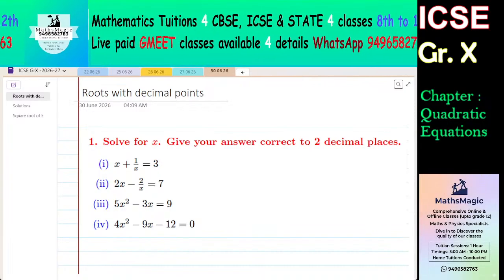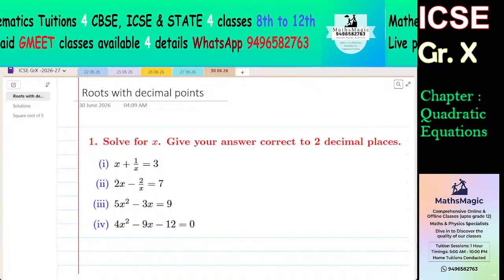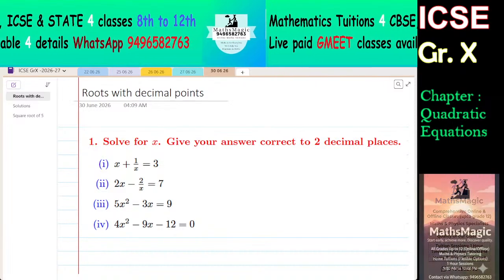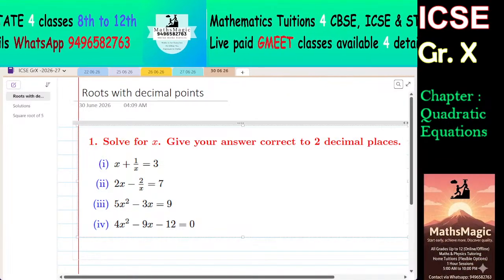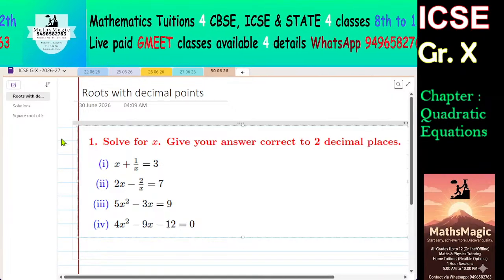So you're facing trouble finding the square root, or you forgot how to find the square root using the long division method. So yeah, I'll just explain finding the square root for you. Then you can solve these questions. Okay.